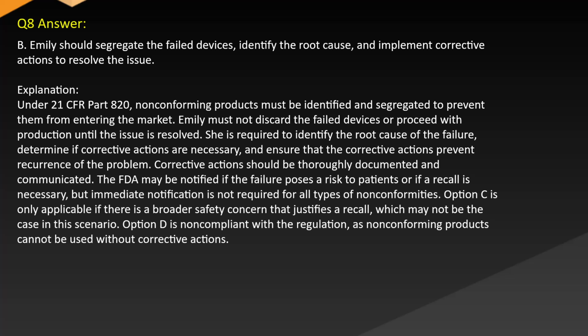Corrective actions should be thoroughly documented and communicated. The FDA may be notified if the failure poses a risk to patients or if a recall is necessary, but immediate notification is not required for all types of non-conformities. Option C is only applicable if there is a broader safety concern that justifies a recall, which may not be the case in this scenario. Option D is non-compliant with the regulation, as non-conforming products cannot be used without corrective actions.